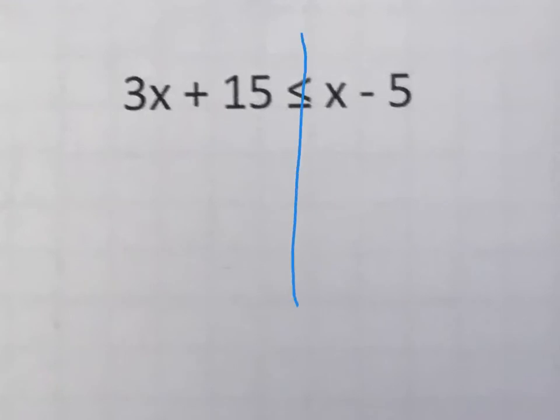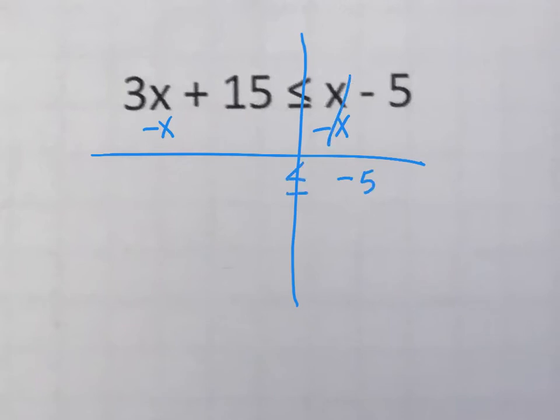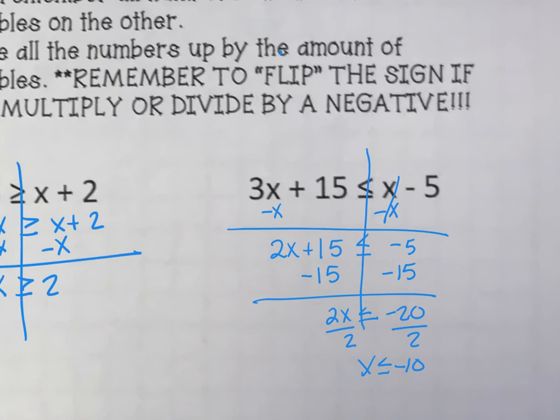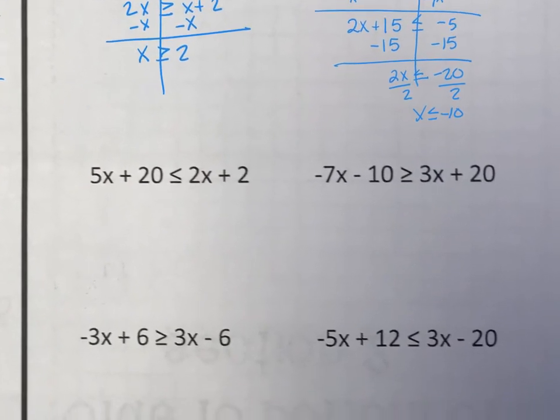So here is my line. Now I'm going to leave everything this time just so we can see the process. So we'll move x's to x's. So I'm going to move my smaller x to my bigger x. So I have negative 5 left over here, and then 15, and I have 2x right there. So 2x plus 15 is less than or equal to negative 5. So I'm going to move the 15, and I get 2x is less than or equal to negative 20. And then I'm going to divide by 2, and get x is less than or equal to negative 10. So I didn't have to change any sign because I didn't multiply or divide by a negative.